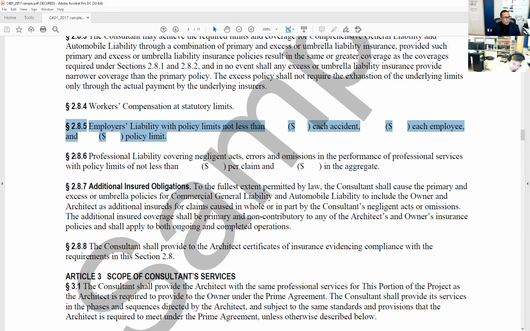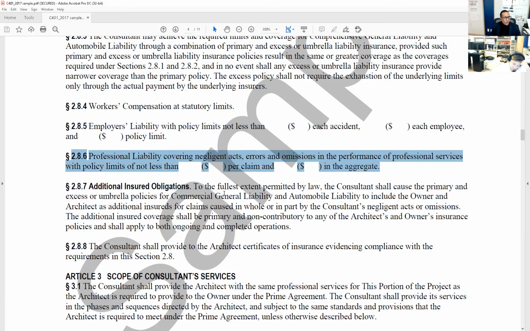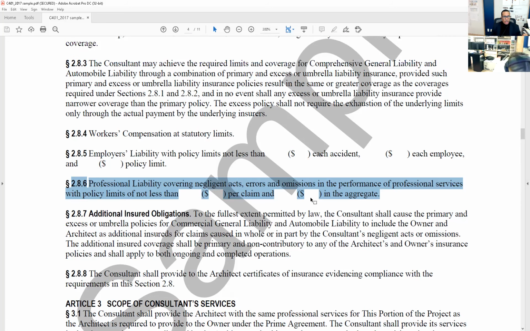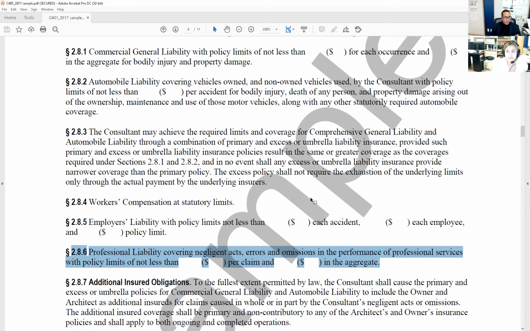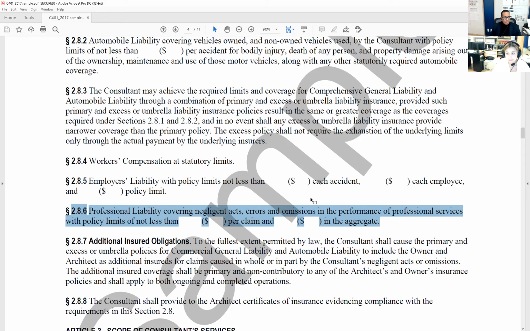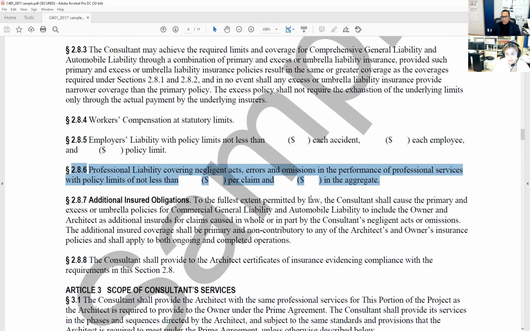So section 2.8.6 says professional liability covering negligent acts, errors, and omissions in the performance of professional services with policy limits no less than. Right. So you guys are seeing we've got car insurance, workers' compensation insurance, professional liability insurance, commercial general liability insurance, automobile insurance, right? It's a bunch of different ones, and they're for different reasons.